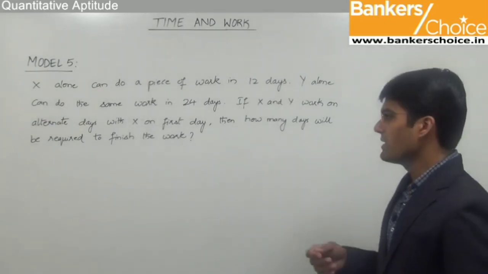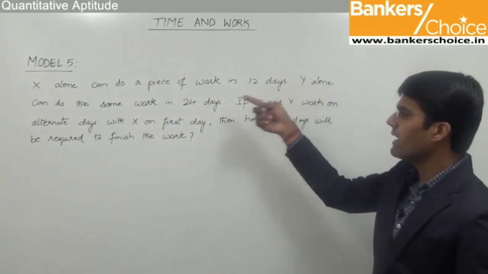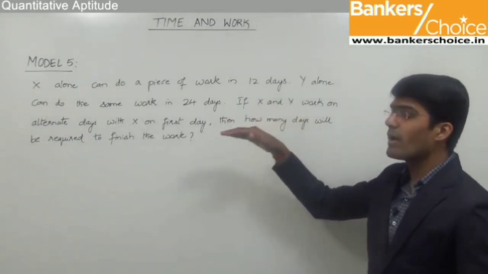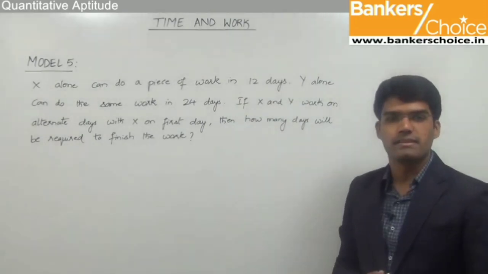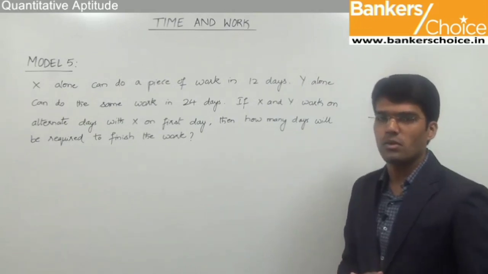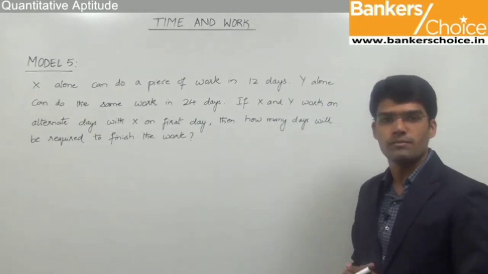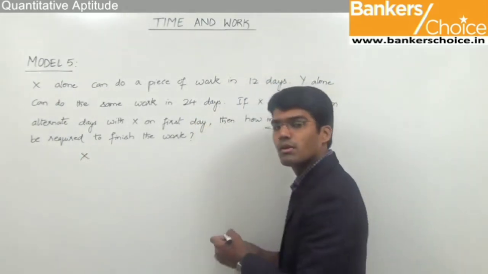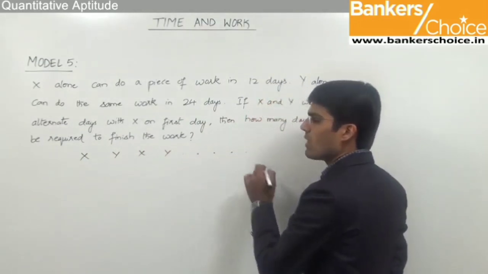So that's a very simple question where he says X alone can do the work in 12 days and Y alone will do the same work in 24 days. Now here we find that X and Y are working on alternate days, starting with X on the first day. That means on the first day X alone works, then on the second day Y alone works, again on the third day X works, fourth day Y works, and so on. So if we try to observe, the pattern here starts with X working on the first day, then Y, then again X, Y, and so on.